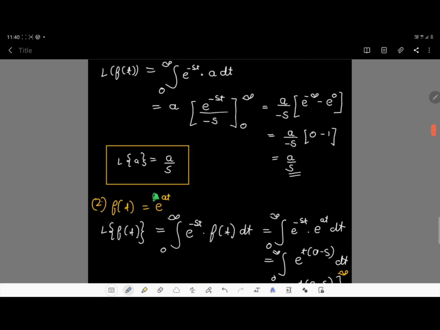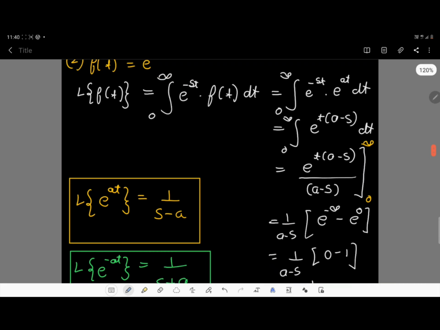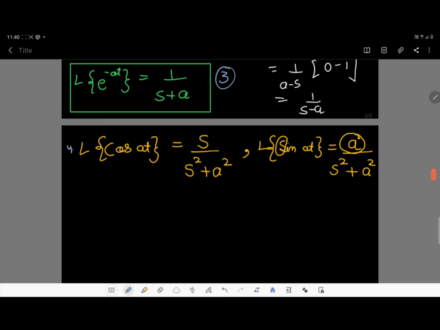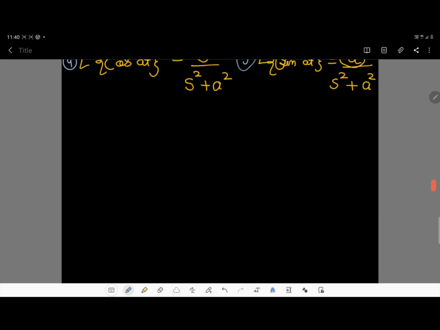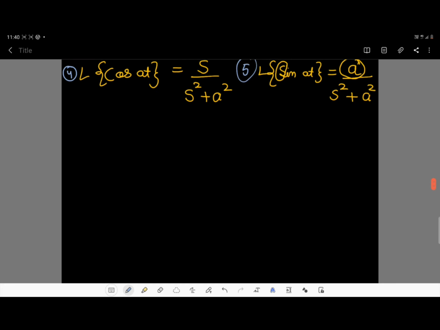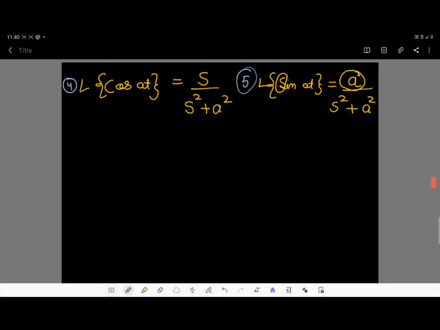Yes, so this was your first formula, this is your second, third, fourth, fifth. Now coming towards other formulas. You just write this as a note only, because it's not as such a formula.